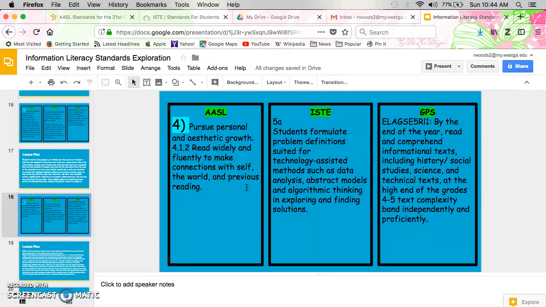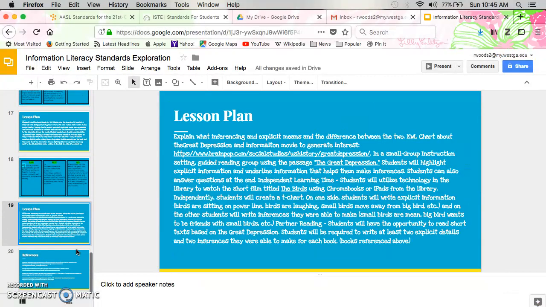And then I was able to pull in this standard by making connections from self to world, by pulling in something that was totally different from the Great Depression, the Birds video, and having them use it in the same way that they would use a book or a small informational text reading passage.